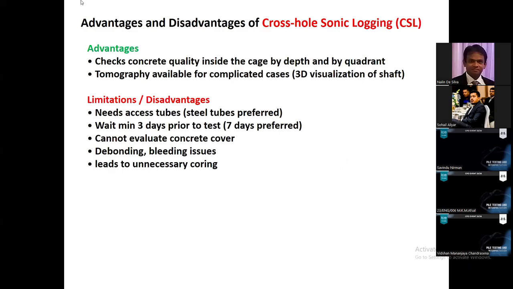Before going into the TIP test, thermal integrity profiling, let me briefly discuss some advantages and disadvantages of cross-hole sonic logging, because this test is basically compared with the cross-hole sonic logging test. So, advantages: we can detect the quality of the concrete within the cage, right? And we can incorporate cross-hole tomography to get an idea about the extent of the defect, a 3D visualization of the defect. So those are advantages of cross-hole sonic logging.